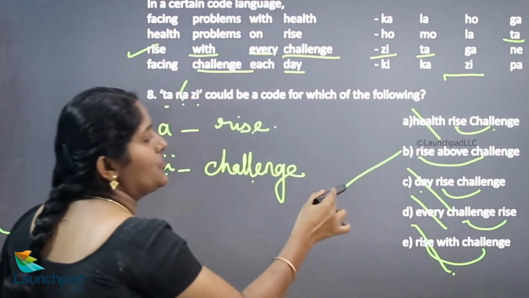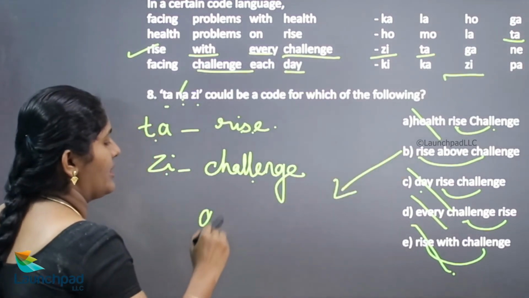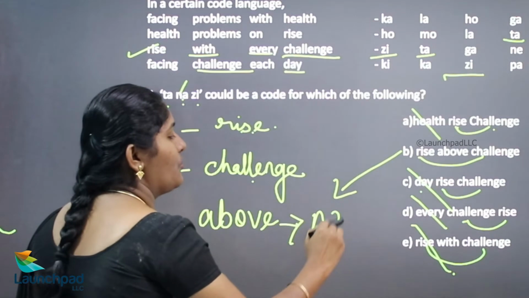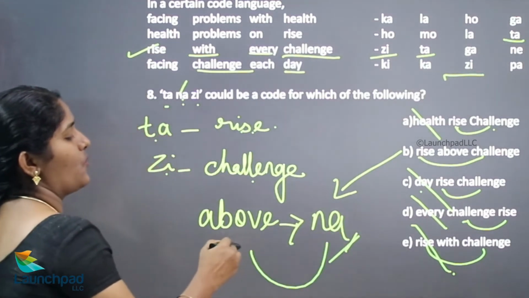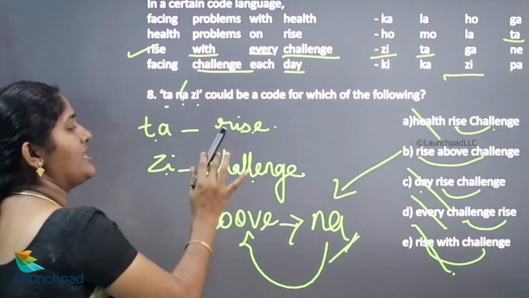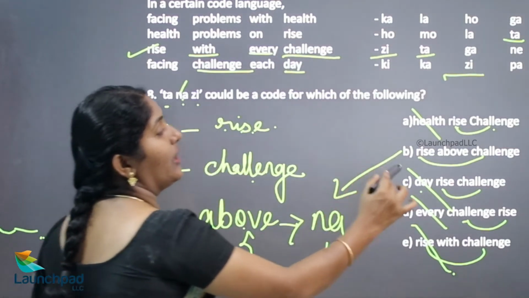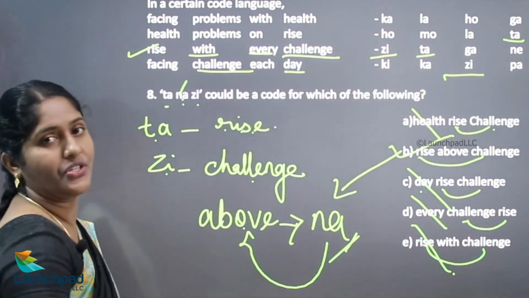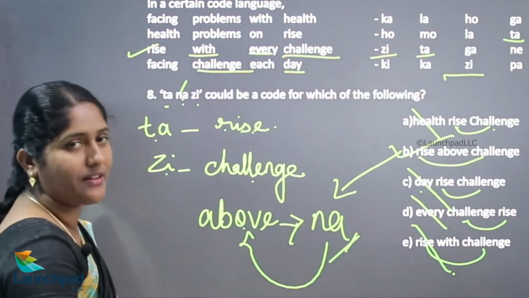So what is the new word used there? Above. So the new code, Na, stands for above. According to this question, rise challenge above. This is your answer: rise above challenge. Okay, we'll move on to our next question.